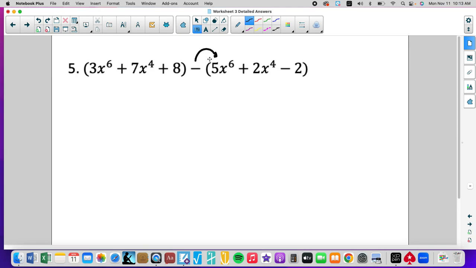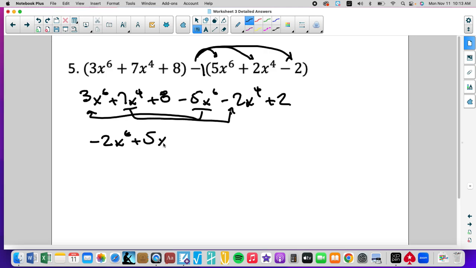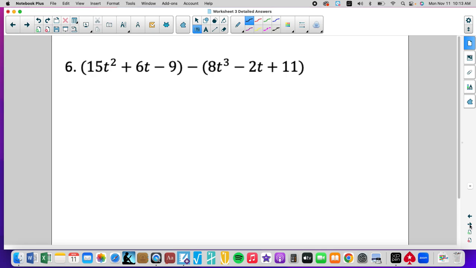Now we're subtracting. So here we do have to, because there's an invisible negative 1, distribute that out. So that's 3x to the 6th plus 7x to the 4th plus 8 minus 5x to the 6th minus 2x to the 4th plus 2. And I would write that out just because I like seeing with my eyes. Minus 2x to the 6th. That's going to be plus 5x to the 4th. And then you have plus 10.